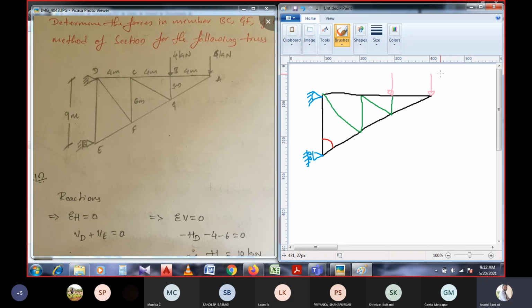Right here, a 6 kilonewton force load is acting, and here it is 4 kilonewton. So how do you calculate the angle of this one? The total length is 12 meter over here, and here it is a total of 9 meter. Which trigonometric function do you apply to calculate this angle?